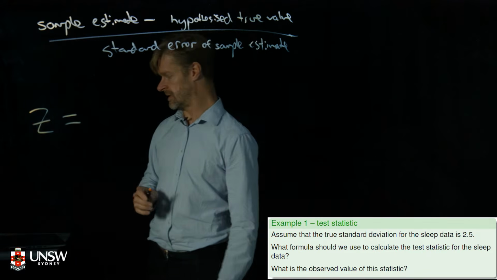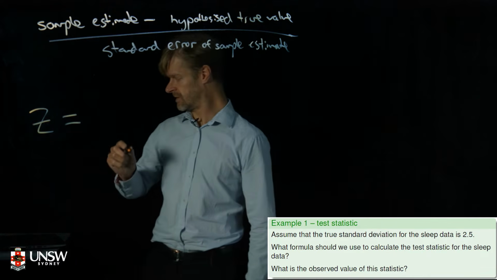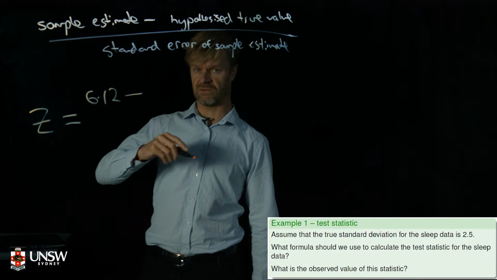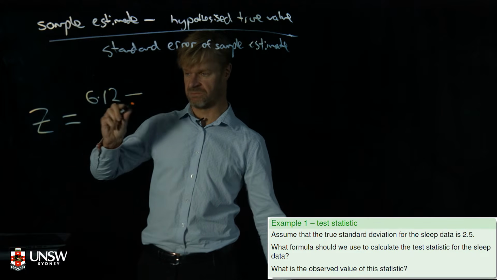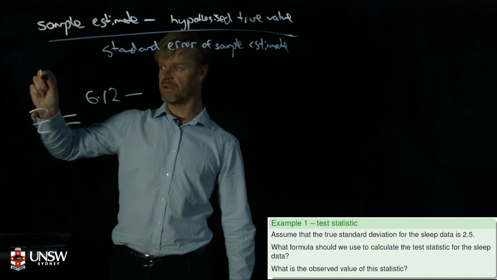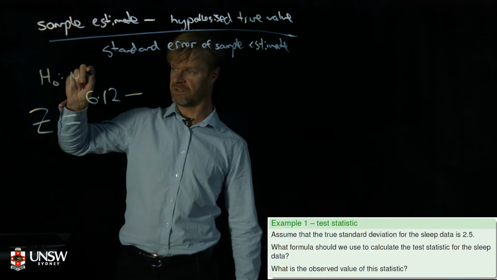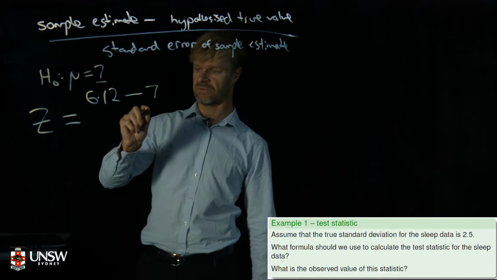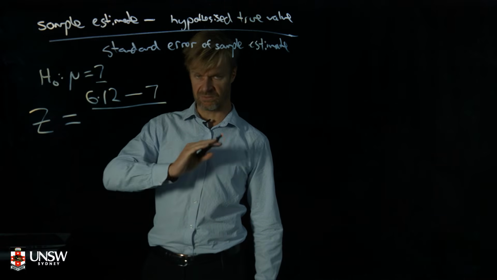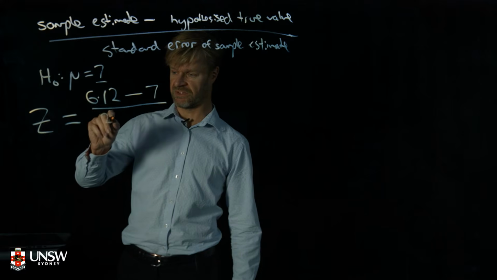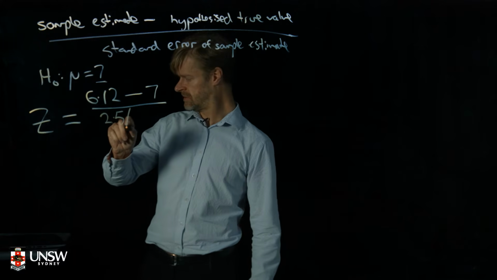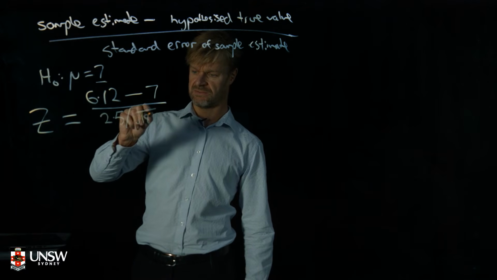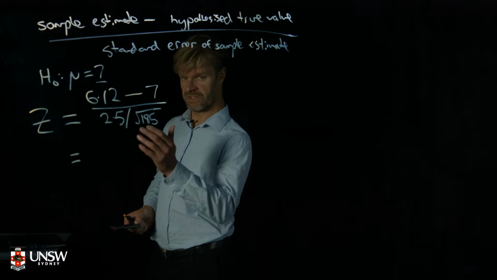And so what's our sample mean for the sleep data? For the data that I've got, it's 6.12. If you're talking about a different class, it'll be a different number. The hypothesized mean is 7. Mu naught is 7 in this case. So we're subtracting 7 from that. We said that we're going to assume the standard deviation is 2.5, so let's go with 2.5. For my class data, I have n equal to 185. So that's my test statistic.